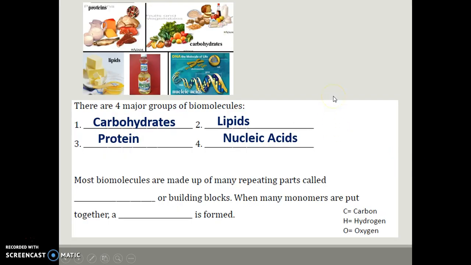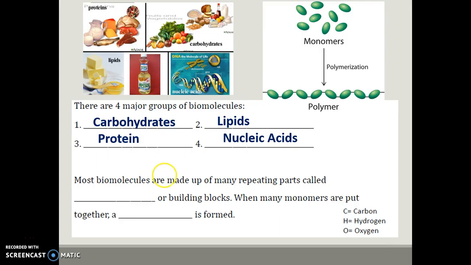So there's four major groups of biomolecules. First, there's carbohydrates, which are sugars. Then there's lipids, which are usually fat. You have proteins, which provide structure. And you have nucleic acid, like DNA. So carbohydrates, lipids, and proteins, these you usually find in your foods. Nucleic acid, this is usually your DNA.